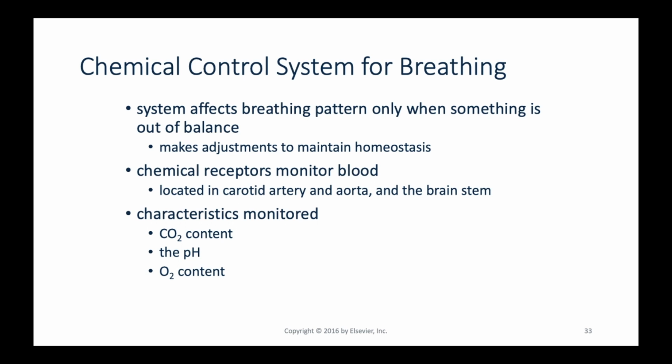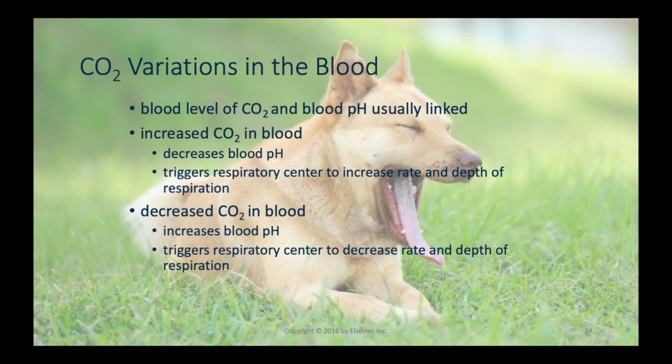And then there's the chemical control system for breathing. The system itself affects breathing patterns only when something is out of balance. So this is continuously checking the makeup of the blood, and it makes adjustments to maintain homeostasis. There are chemical receptors that monitor specific areas of the blood, located in the carotid artery and the aorta, as well as in the brainstem. What the body is monitoring is CO2 content, the pH, and the oxygen.